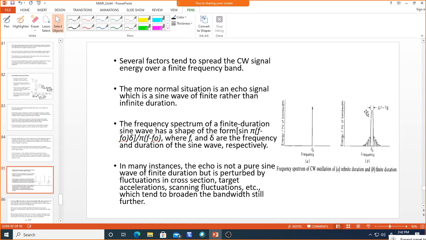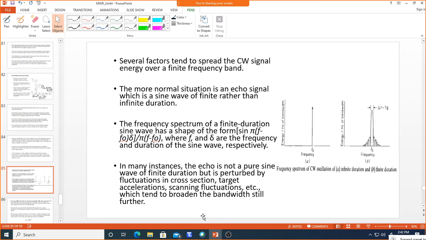With finite duration, we can get the frequency spectrum of the form sin(pi(f - f0)delta) divided by pi(f - f0). It is not exactly the sinc pulse, but it is almost nearer to that. Here f and delta are the frequency and duration of the sine wave. Now, in many instances the echo is not a pure sine wave of finite duration, but is fluctuated due to many factors.